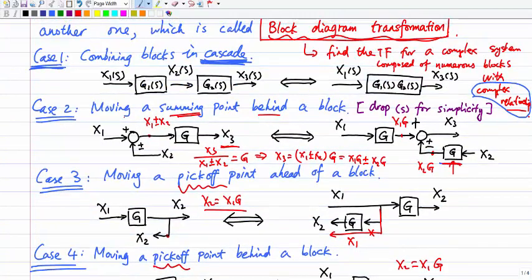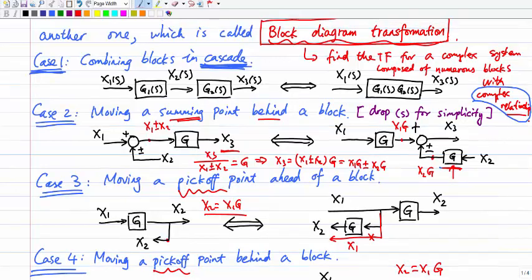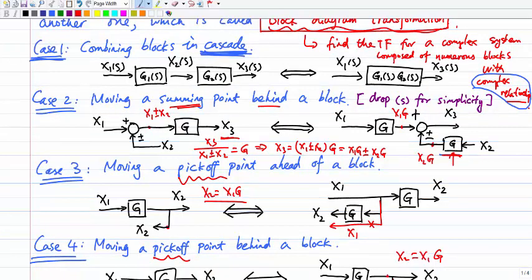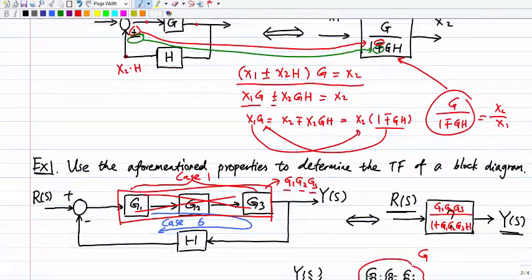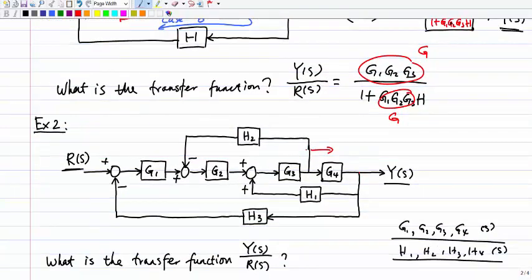I move the feedback, I move a pickup point behind the block. This is what I want to say. I want to move a pickup point behind the block, because if I am able to move this one behind that block, I can consider 2 as a cascade.